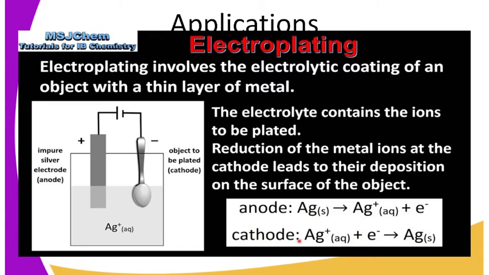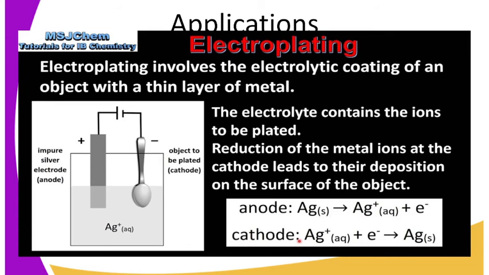Electrolysis is used in electroplating. Electroplating involves the electrolytic coating of an object with a thin layer of metal. Let's say we want to coat a spoon with silver. We place silver on the anode, and on the cathode we place our spoon. What happens is that the metal is reduced at the cathode, leading to its deposition on the surface of the object that we want to electroplate.